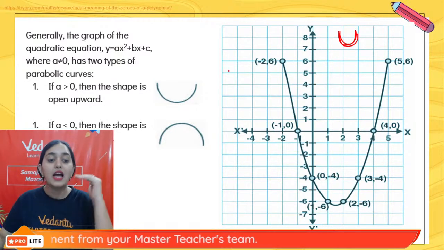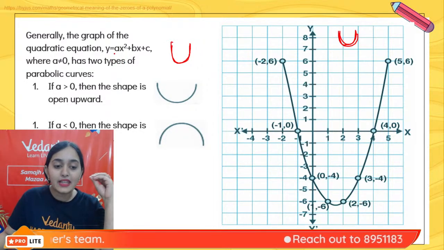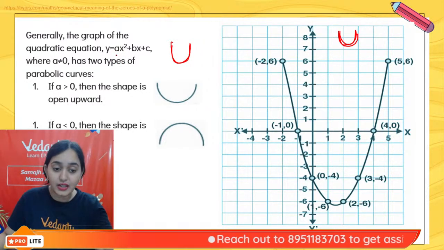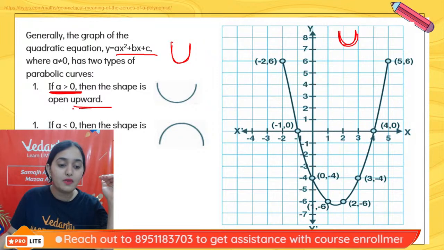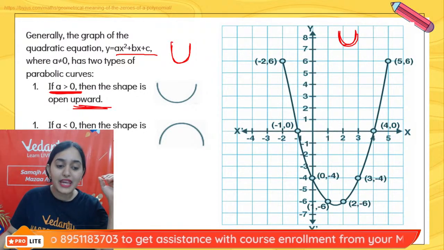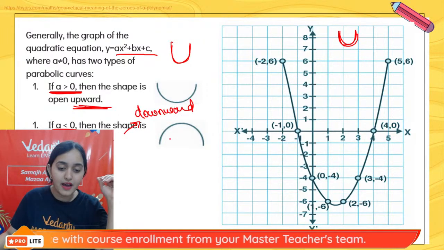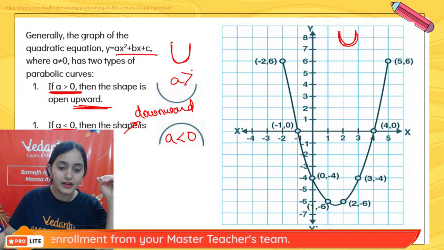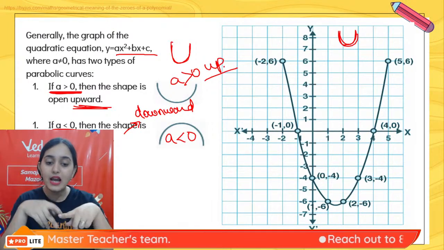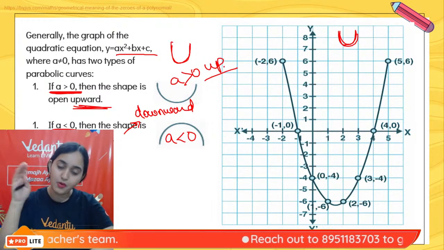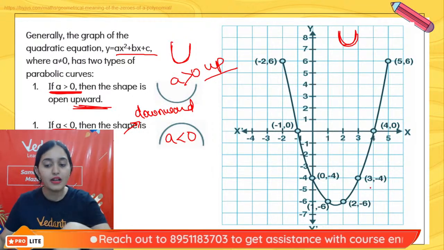It looks like this. The parabola will be an upward U if, in the expression ax square plus bx plus c, a is greater than 0. Then it will be an upward parabola. If a is less than 0, then it will be a downward parabola. For a greater than 0, it is an upward parabola. All of you remember this? For upward parabola, a greater than 0. For downward parabola, a less than 0.